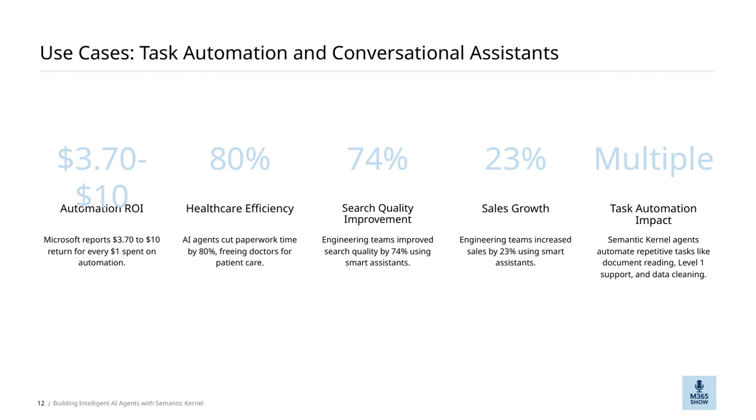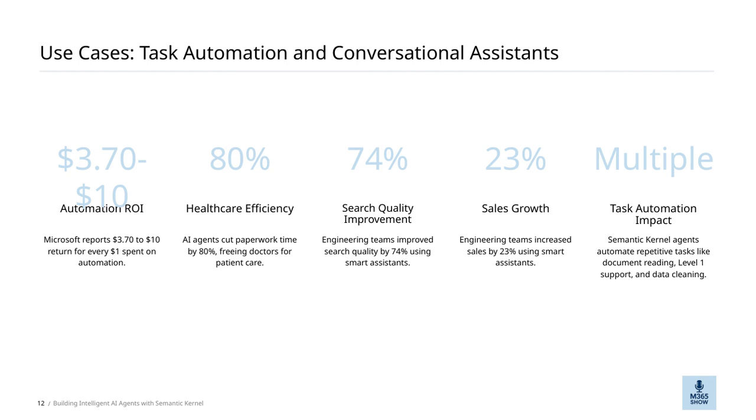In the sales area, engineering teams have seen a significant boost, about 23%, thanks to smart assistants that streamline their workflows. Similarly, search quality has improved dramatically by 74%, thanks to these intelligent tools helping refine search results and enhance user experience. In healthcare, AI agents are making a real difference by reducing paperwork time by 80%. This means doctors can spend more time with patients rather than being bogged down by administrative tasks.